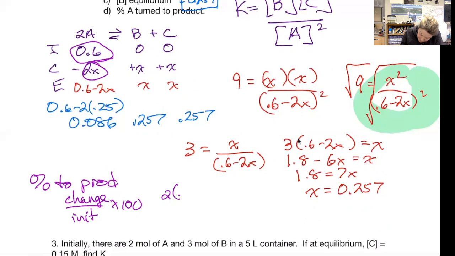So 2 times 0.257, or 2x, is my change. The initial is 0.6, times 100 gives me 85.7%.